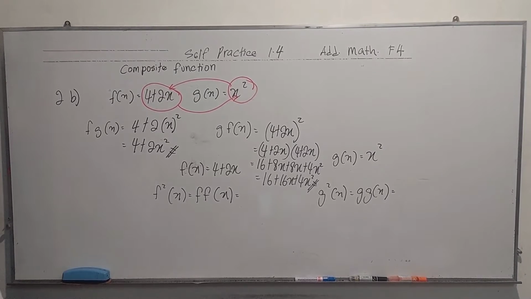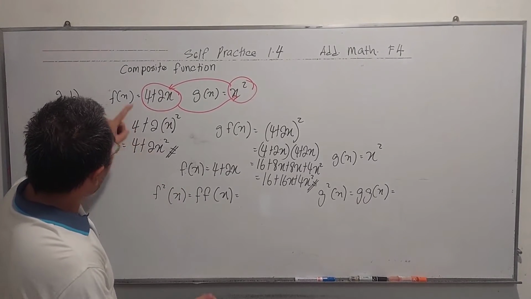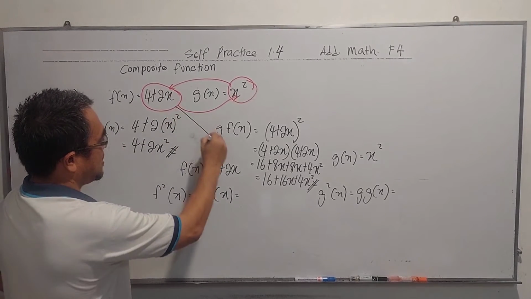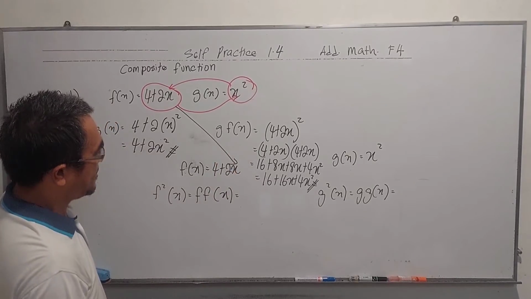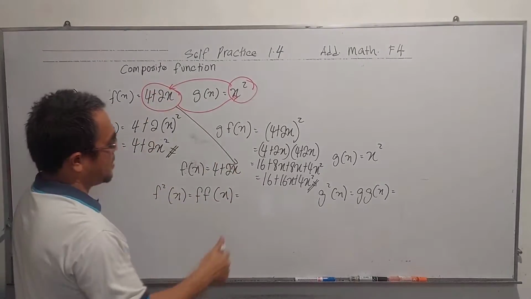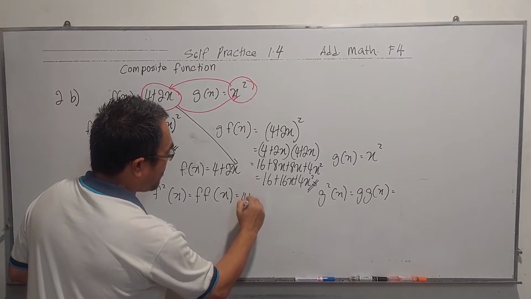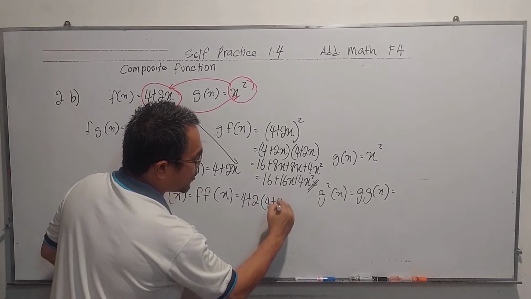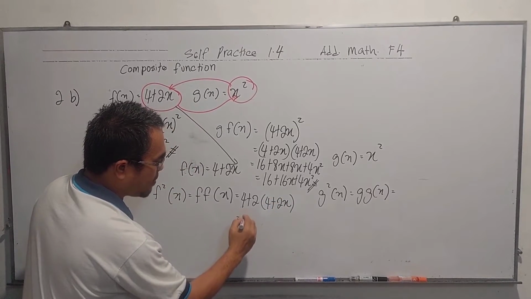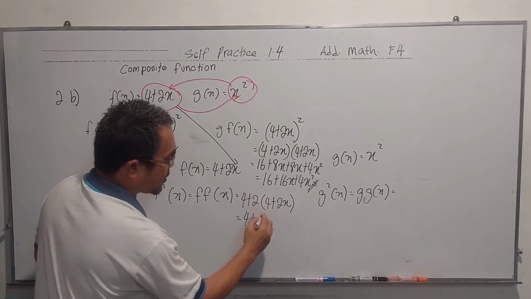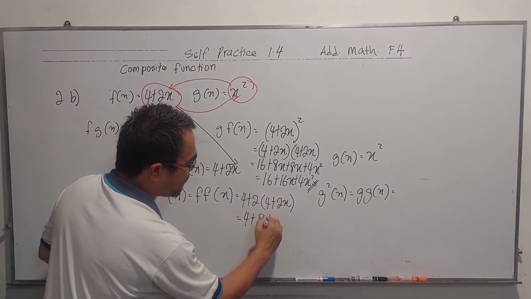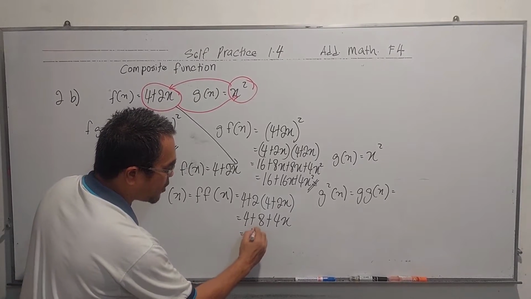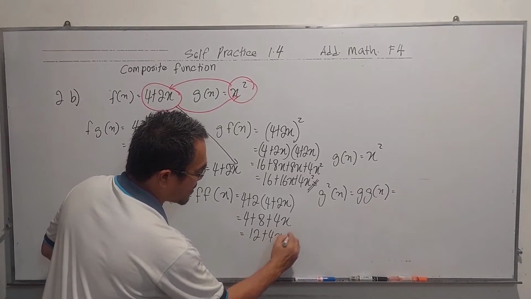And for f squared, I have f(x) here and f(x) here. So I move this to where x is. Or the other way. So it becomes 4 plus 2 and bracket 4 plus 2x. So it becomes 4 plus 2 times 4 will be 8, 2 times 2x will be 4x. 4 plus 4x. So the final answer will be 12 plus 4x.